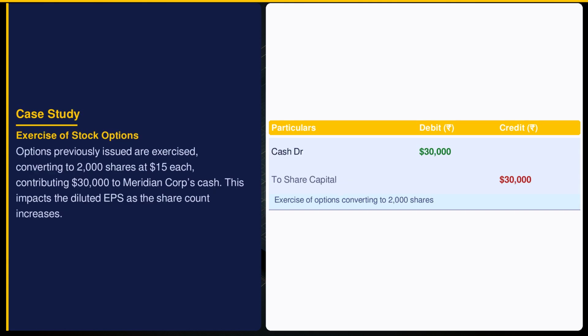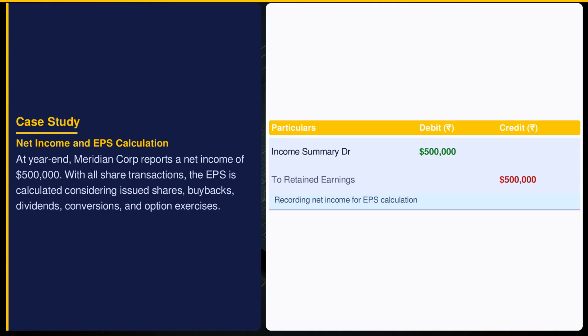Upon exercising options, Meridian Corporation records $30,000 cash for 2,000 new shares. This exercise affects diluted EPS by increasing shares outstanding. EPS must account for these additional shares, showing the dynamic nature of EPS calculations. Year-end net income of $500,000 closes into retained earnings. The EPS calculation reflects all share activities: issuances, repurchases, dividends, conversions, and exercises. This comprehensive approach ensures accurate EPS under IAS 33, ASC 260, and Indian Accounting Standard 33.